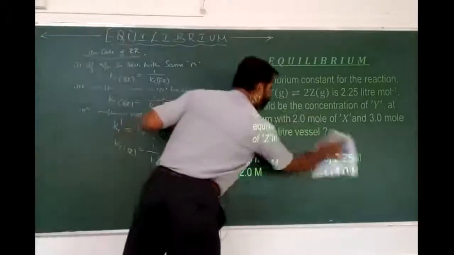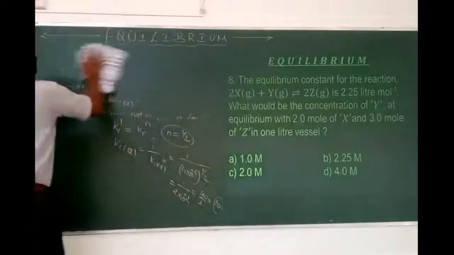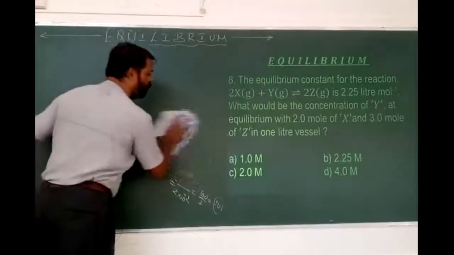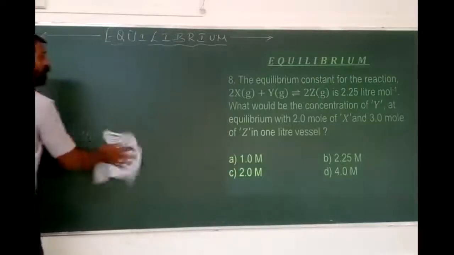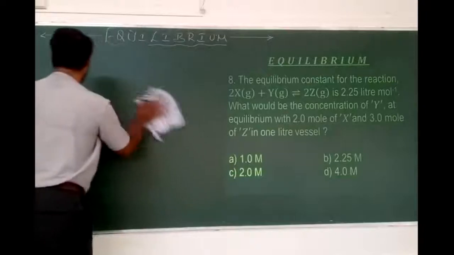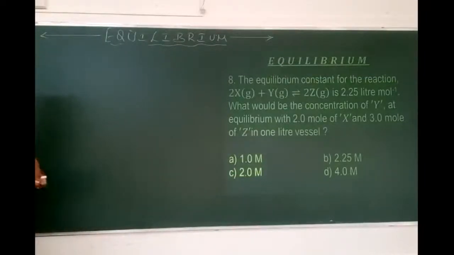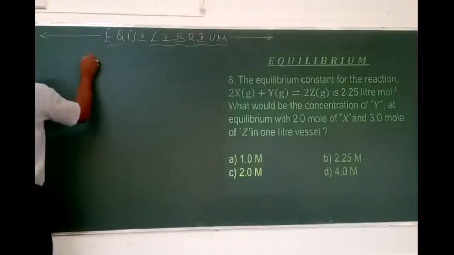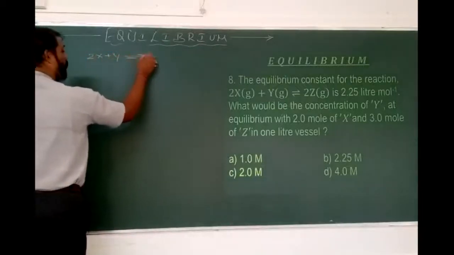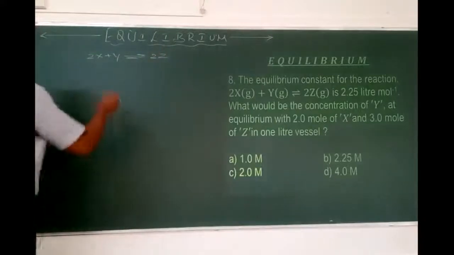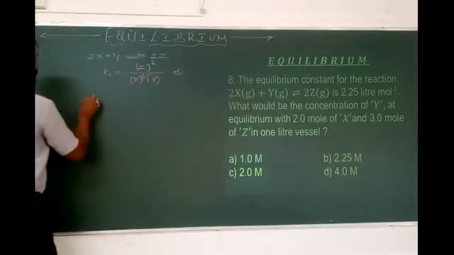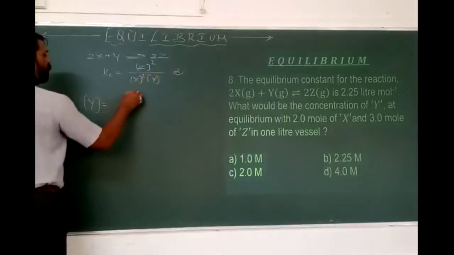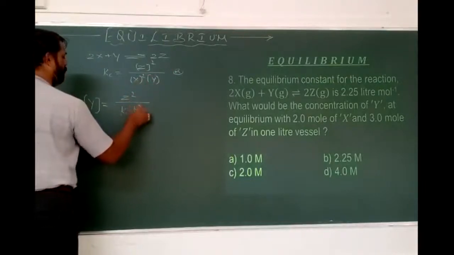The equilibrium constant for the reaction 2x plus y gives rise to 2z is found to be 2.25. What would be the concentration of y at equilibrium with 2 moles of x and 3 moles of z taken in a 1 liter vessel? So here Kc is equal to products divided by reactants, z square divided by x square into y. But here I need the concentration of y, so y is equal to z square divided by Kc into x square.